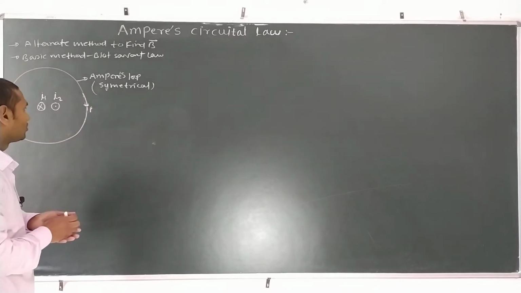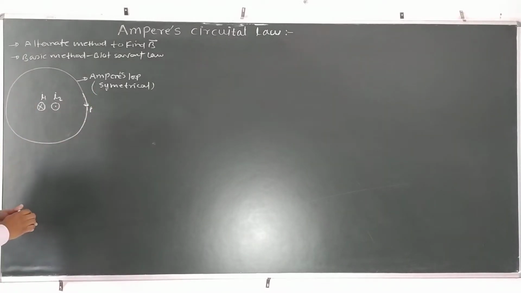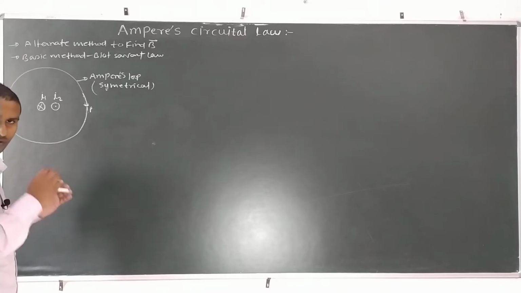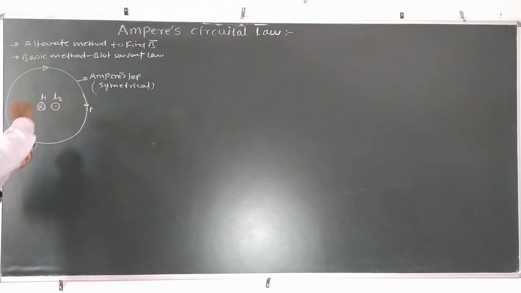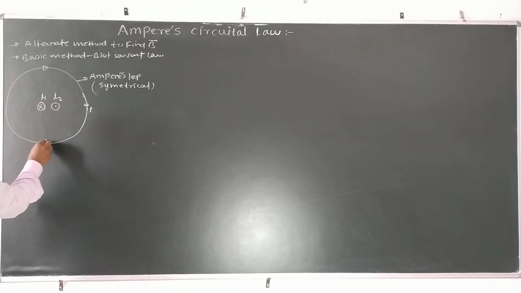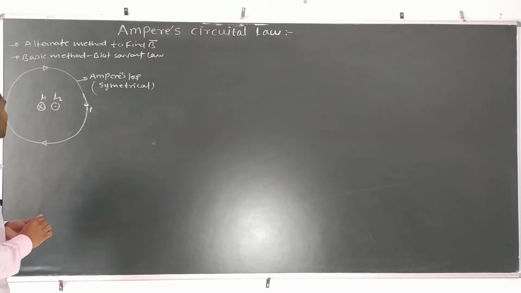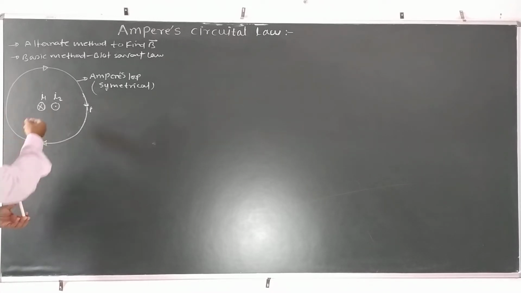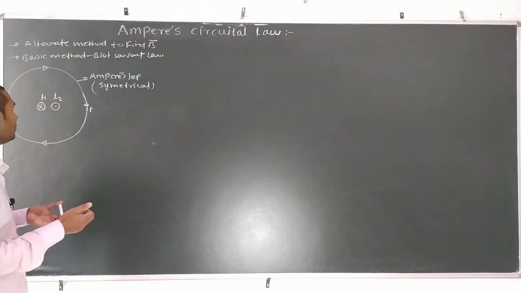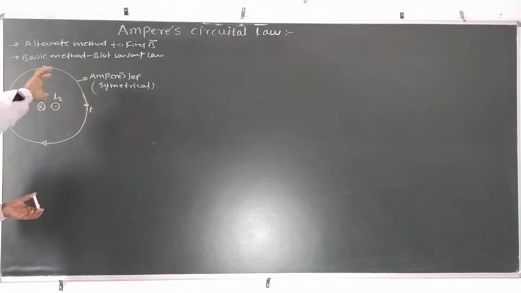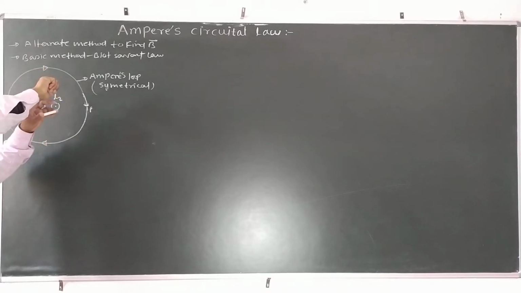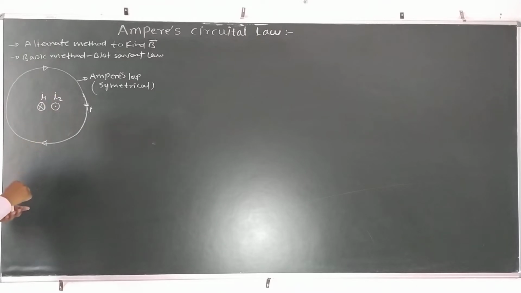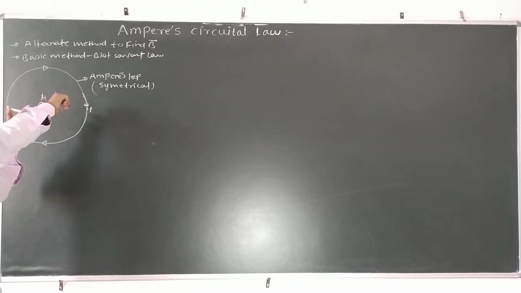We have to choose an arbitrary direction, which is called the direction of loop. We choose clockwise direction. According to Ampere's circuital law, we have to find whether the direction of current is positive or negative. We curl our right hand four fingers in the direction of loop, and the thumb will give the positive direction of current, and opposite to the direction of thumb will give the negative direction of current.